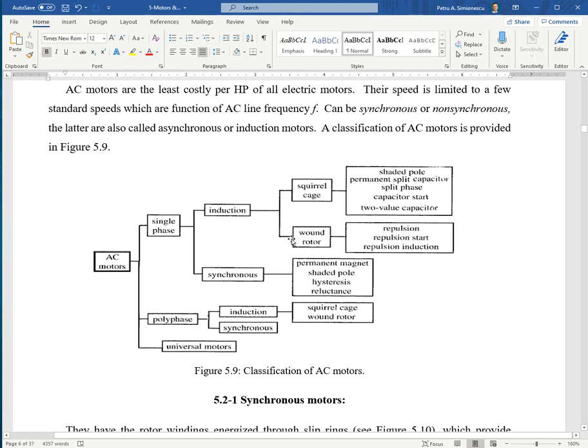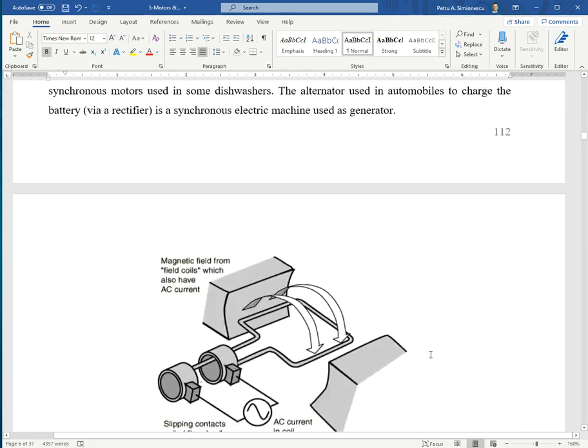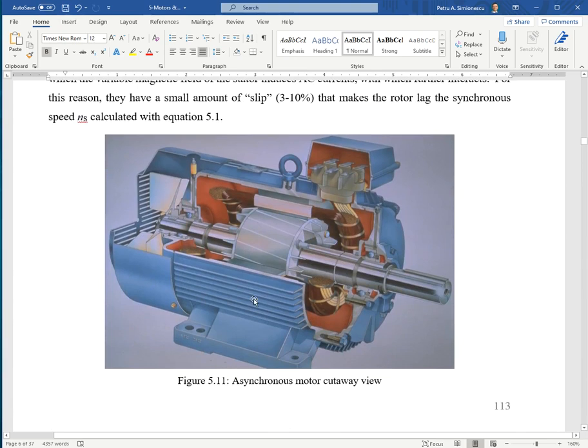And then for the wound rotor, there could be repulsion, repulsion start, repulsion induction. These are less common. The squirrel cage is the most common. So if we look at this asynchronous motor cutaway view, they're highly reliable because they don't have moving contacts. At least the 3-phase ones, they don't.